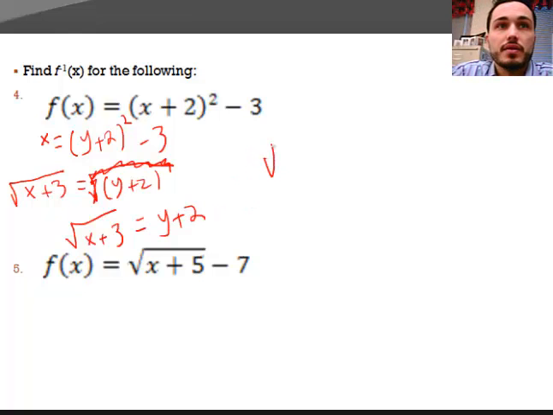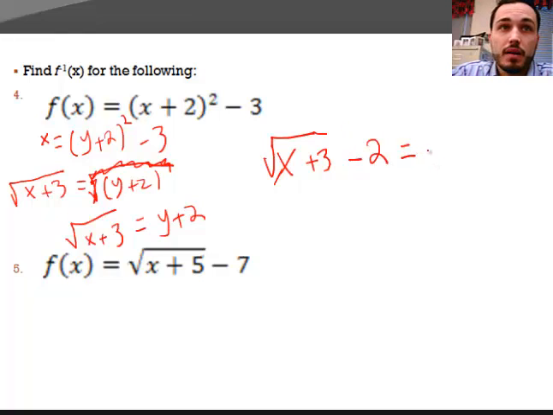So the answer then is the square root of x plus 3. And then the minus 2 needs to be outside of the square root sign after it. It should not be underneath the square root sign. And that's my answer, so I'll just write it as f inverse of x. Okay, so there you go.